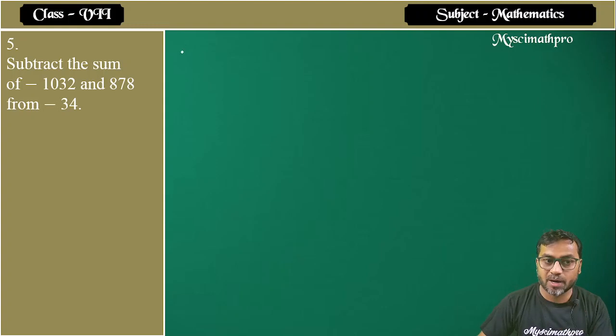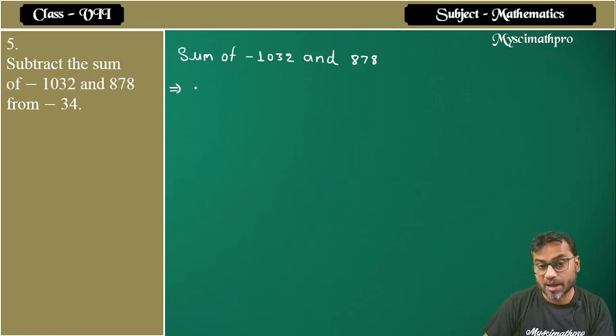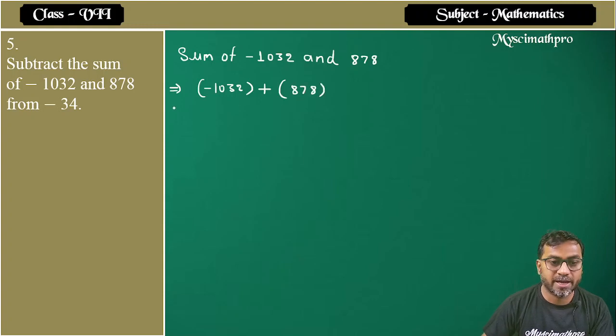So in the first part, we have to find the sum of minus 1032 and 878. So student, सबसे पहले हम इन दोनों इंटीजर को ऐड करेंगे. So for that we write minus 1032 plus 878.